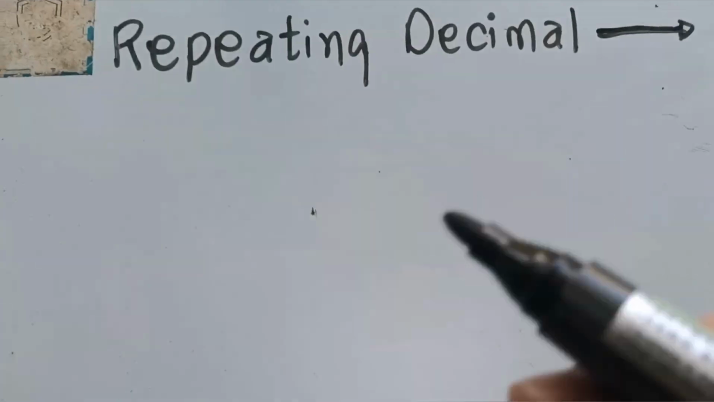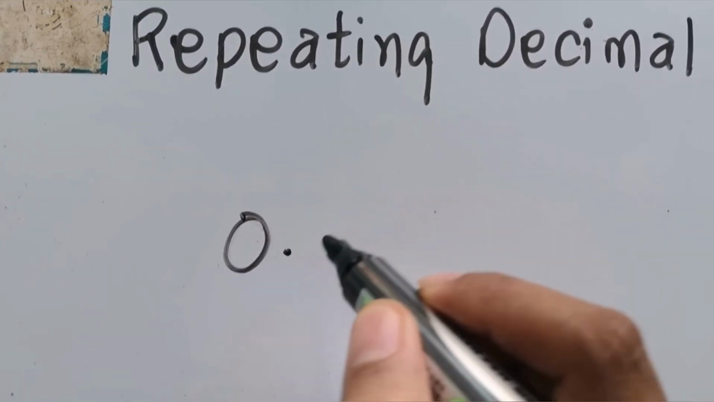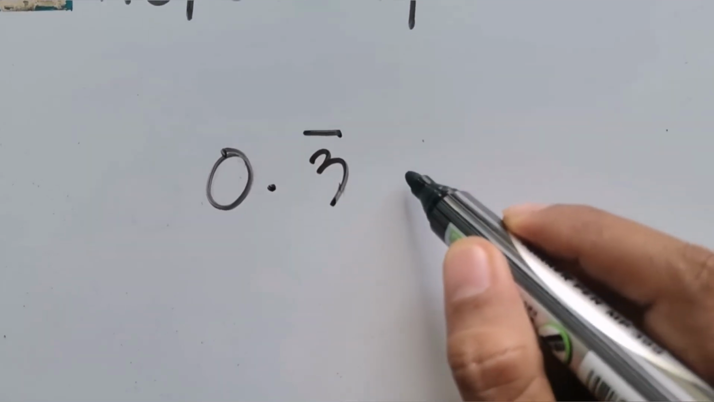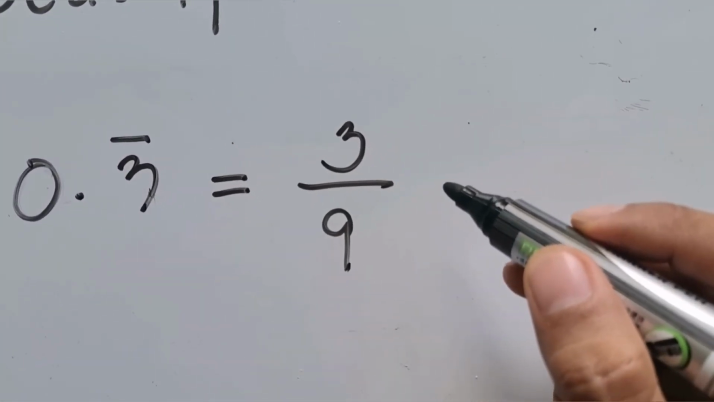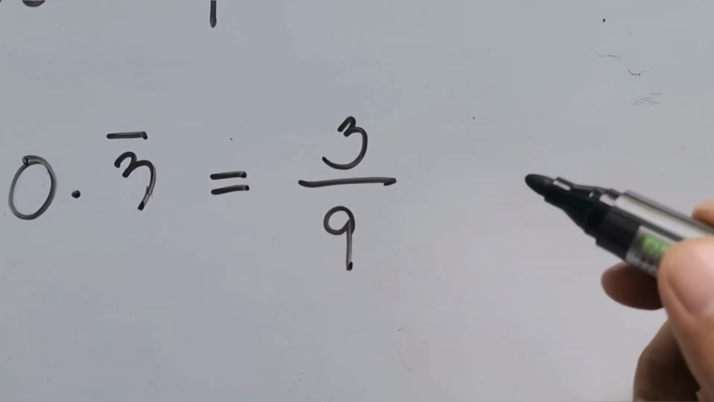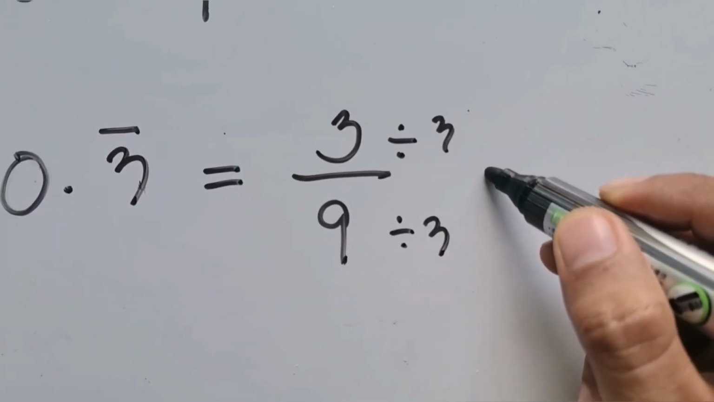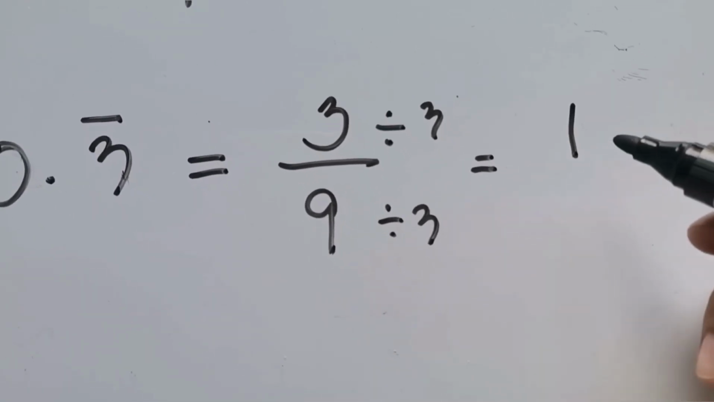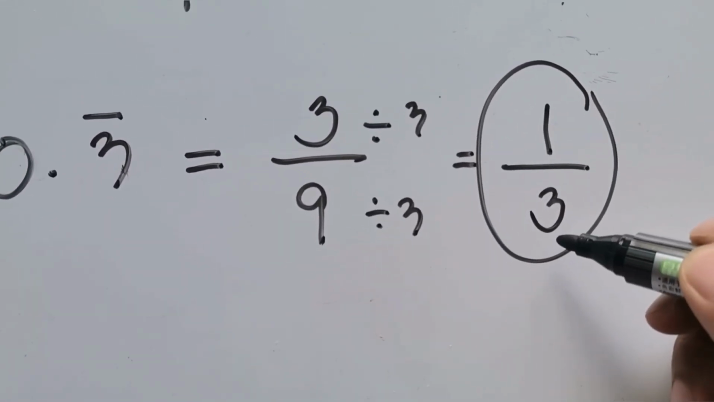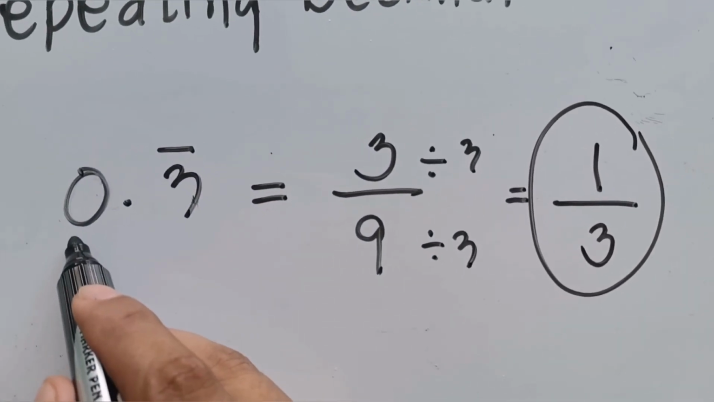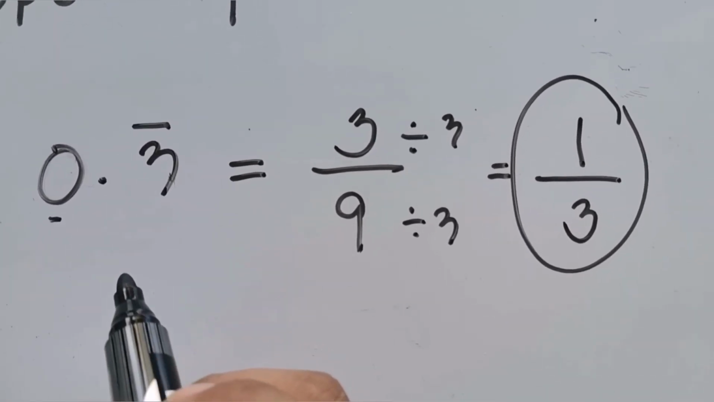Okay, next example. What about 0.3? So again, this is just 3 over 9. Since 3 over 9 can be reduced to lowest term, we can divide the numerator by 3 and the denominator by 3. So meron tayong 1 over 3. So 1/3 is just equal to 0.3 repeating. Am I understood? Klaro ba?